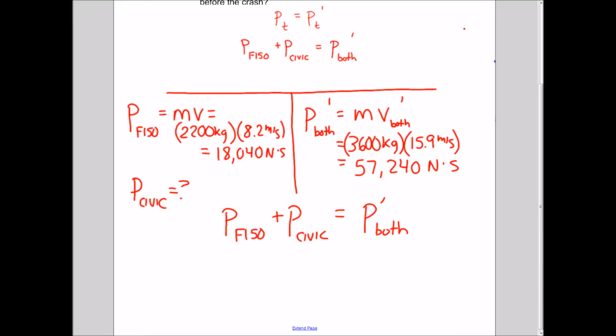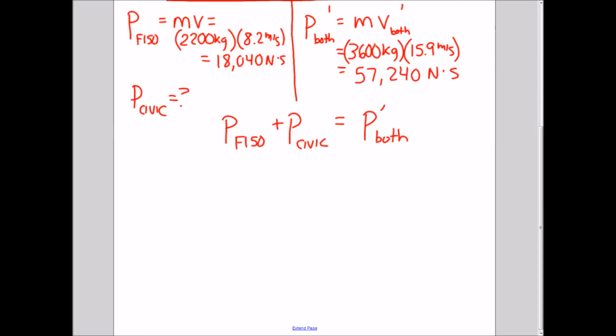Okay, so remember the statement that I wrote that the momentum of the F-150 plus the momentum of the Civic will be equal to the momentum of both of them. Well, I know the momentum of the F-150 is 18,040 Newton seconds. I don't know what the momentum of the Civic is, but I do know the momentum of both of them is 57,240 Newton seconds.